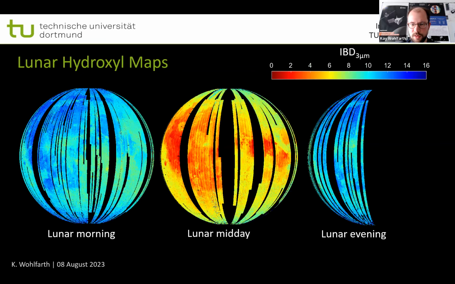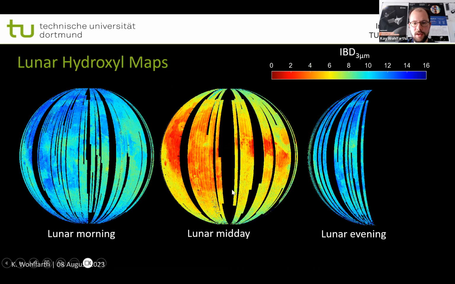And that's what we get. So this is the lunar near side, the lunar morning, and the blue color is basically the relative band depth of the 3 micrometer band. So blue means a deep band, red means almost no band, and it's a relative band. So this is in percent. In the lunar morning, it's very blue, so we have a deep band.